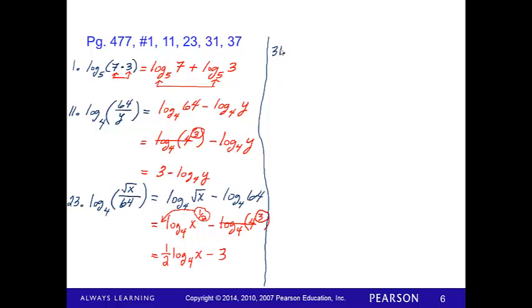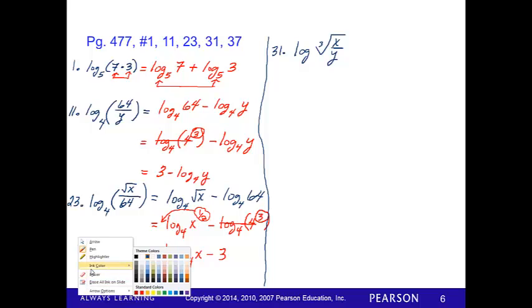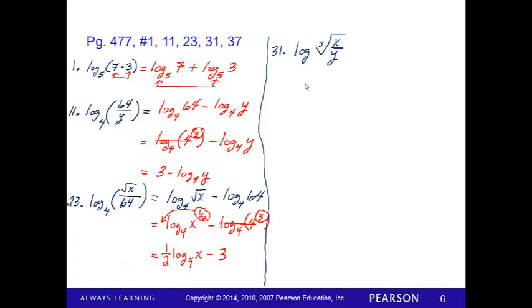Number 31, we have log of the cube root of x divided by y. Before we can even use the property where we have a quotient, we have to get rid of this cube root, or we can rewrite it. So let's recall that we can rewrite the cube root as the log of x divided by y, all raised to the 1/3 power.